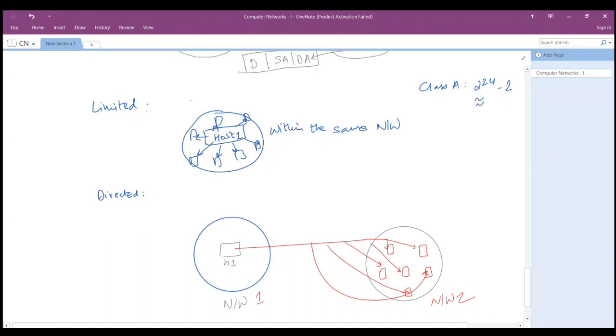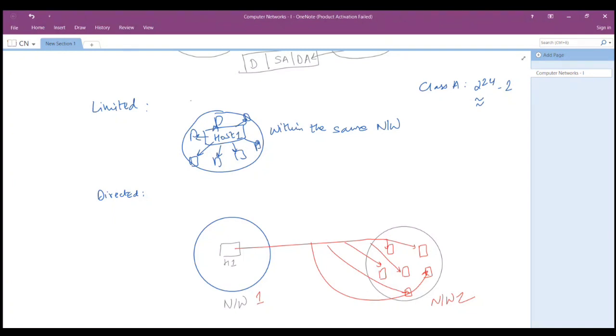Now, this is pretty much clear, how we are sending. Here, host 1 would be able to send only one packet, something known as a directed broadcast, and that packet will be delivered to all the hosts present in network 2. That is known as directed broadcasting.